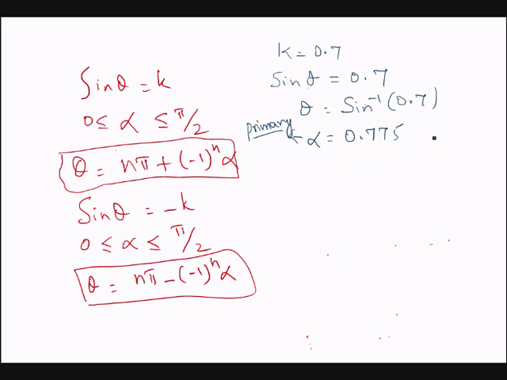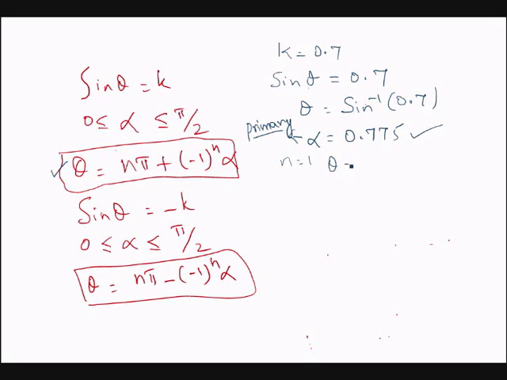So the first answer for sin theta equal to 0.7 is 0.775 radians. The second, third and fourth angles can be got using this formula. The formula says theta, the other angle, is n pi plus minus 1 power n alpha. Substituting n values as n equal to 1.